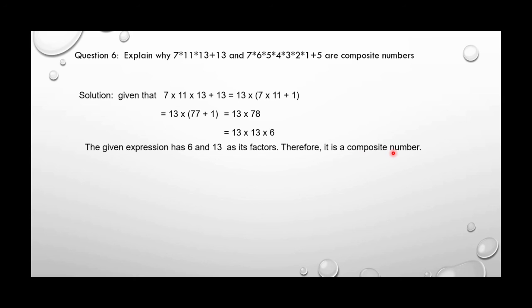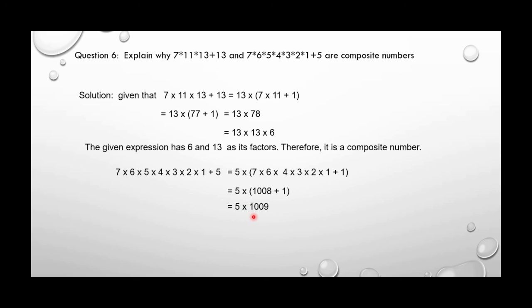Now let us move on to the next expression, that is 7 × 6 × 5 × 4 × 3 × 2 × 1 + 5, where we have 5 as a common term. So now let us take 5 outside, and inside the bracket we will get 7 × 6 × 1 × 4 × 3 × 2 × 1 + 1, which will be 5 × (1008 + 1), which gives 5 × 1009.